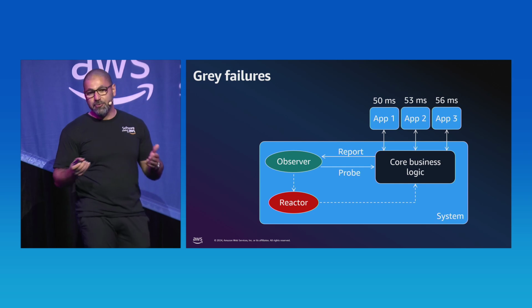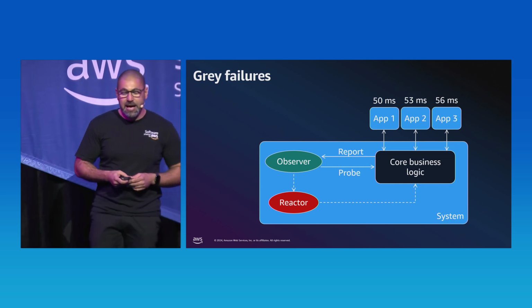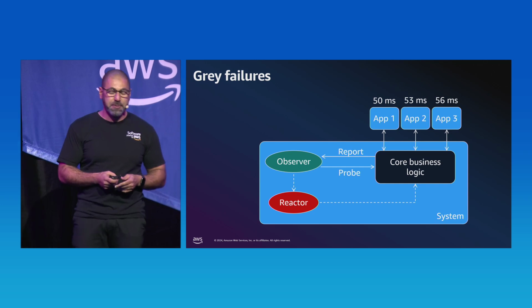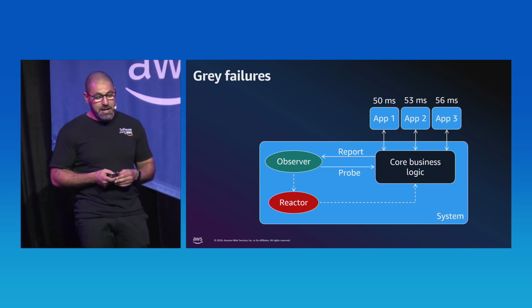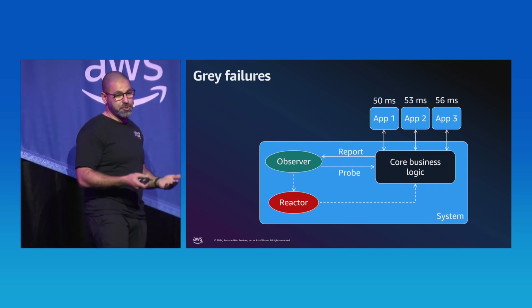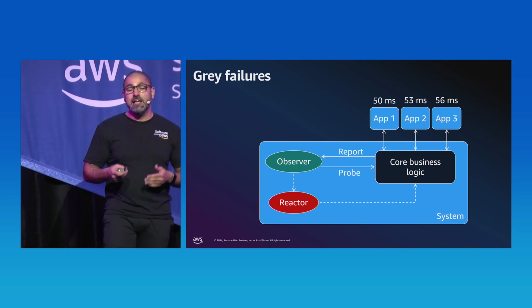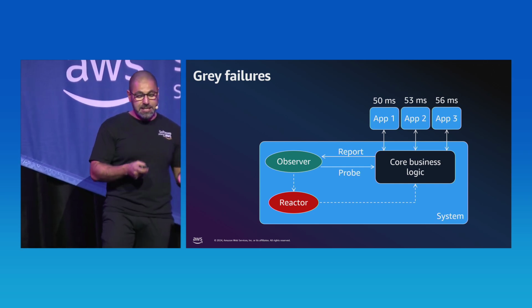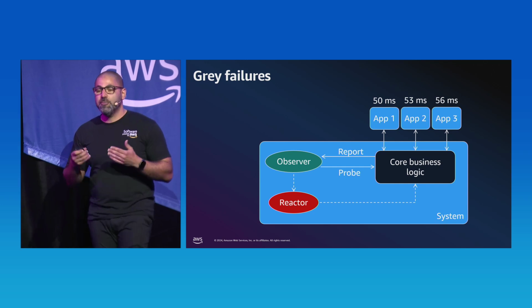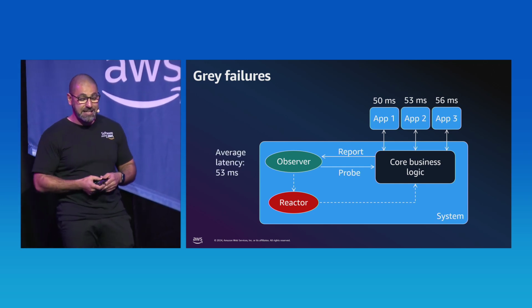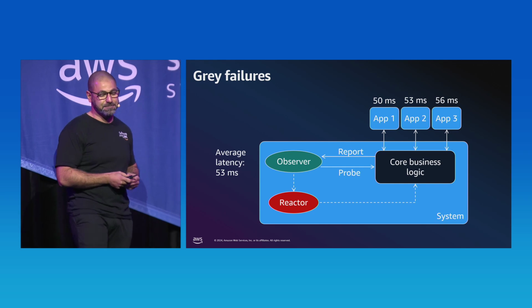Let's take an example of gray failures. Let's say we have a system that is a dependency for three consumers, application 1, 2, and 3. Each application is doing its own monitoring, but it's also sending the latency metric to a core business logic that in turn sends a report to the observer. And the observer sees the average latency across all three consumers. And in this case, it's 53 milliseconds.